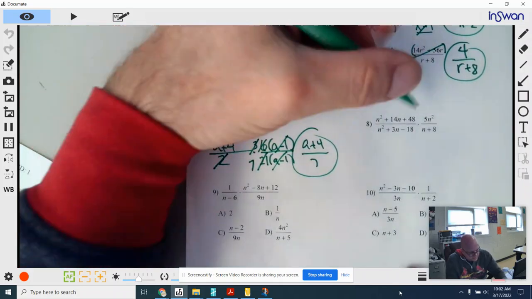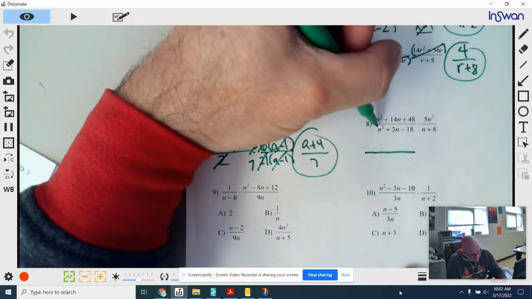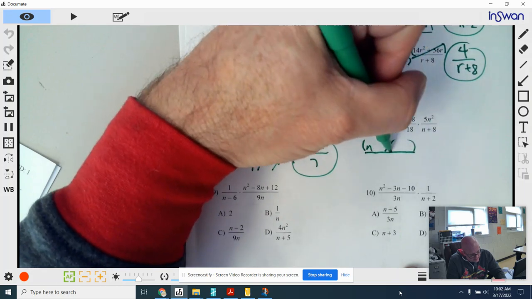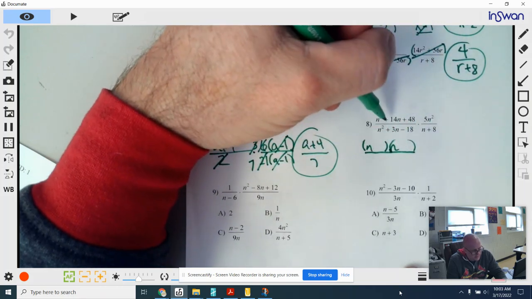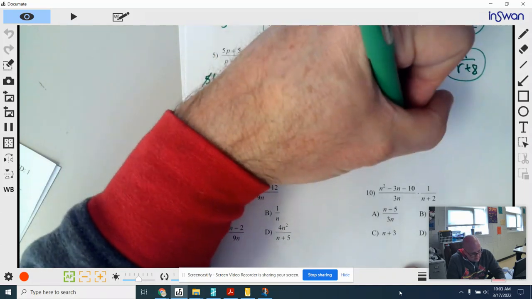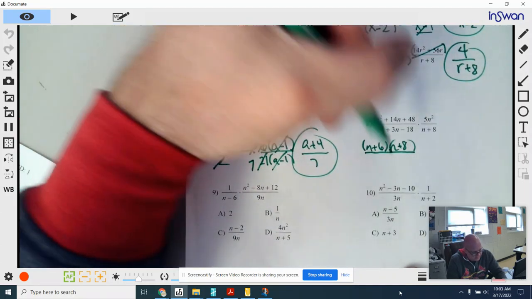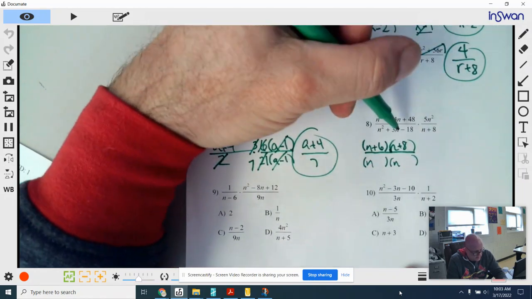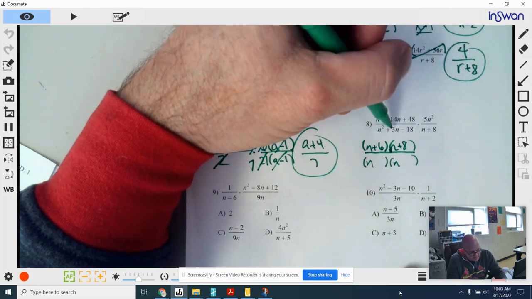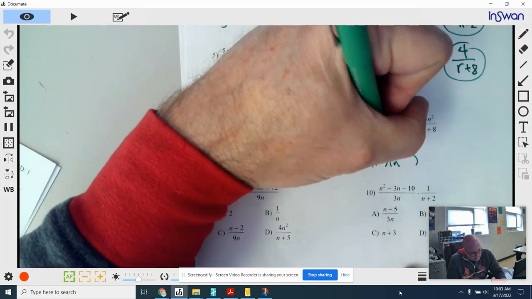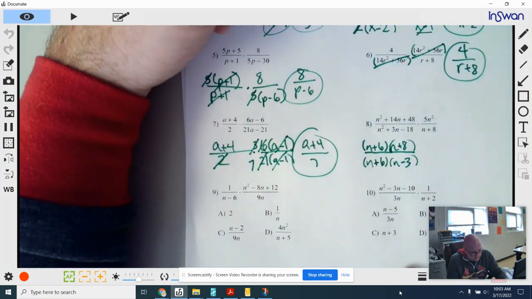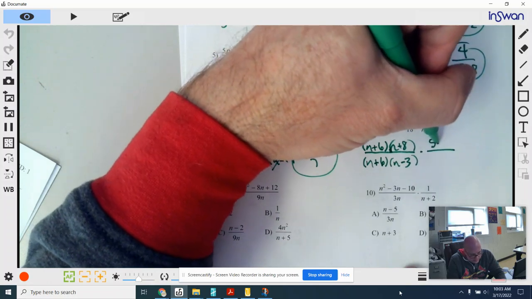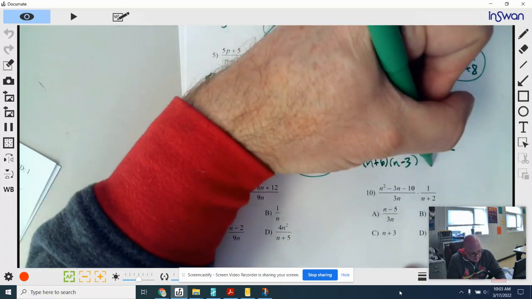Okay, number 8. So we're going to go ahead and break this up. N squared plus 14n plus 48. So n and n. 2 numbers that multiply to 48 but add to positive 14. So that's going to be a positive 6 and a positive 8. On the bottom, same thing. It's going to break up n and n. 2 numbers that multiply to negative 18 but add to positive 3. So that's going to be a positive 6 and a negative 3. Okay, come over here. 5n squared, you can't break that up anymore. And then n plus 8 on the bottom.